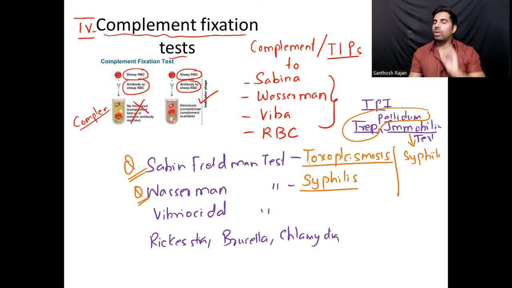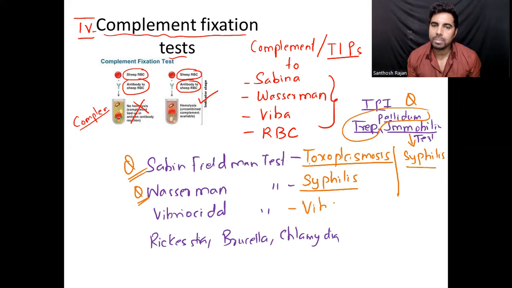So this is one of the confirmatory tests for syphilis. VDRL and RPR, I already told you, are for screening. But for confirmation, apart from TPHA and FTA-ABS, we have TPI, a very important confirmatory test for syphilis. That is also complement fixation. Vibriocidal is checking Vibrio cholerae by inhibition of its motility. It's in the name, so no need to worry.